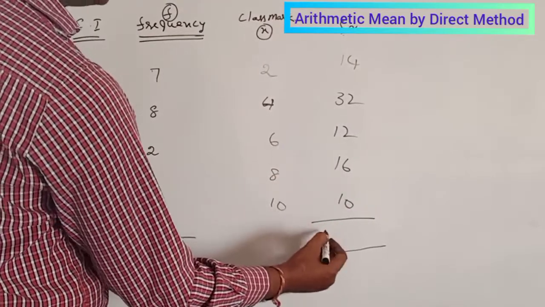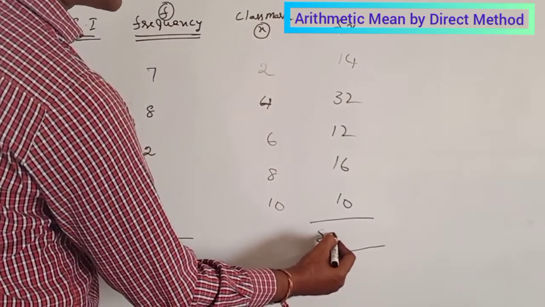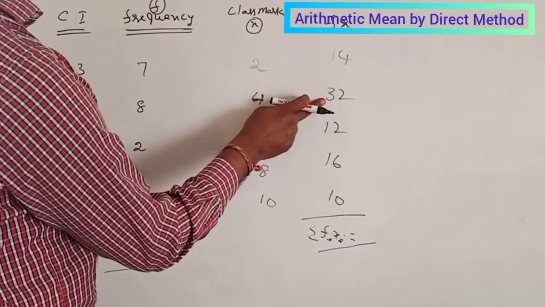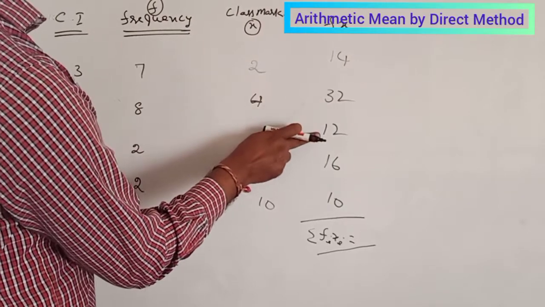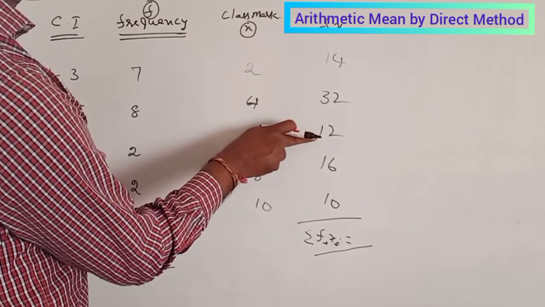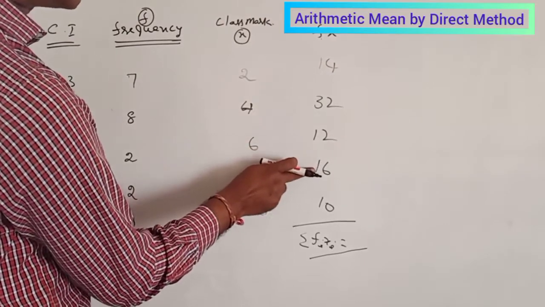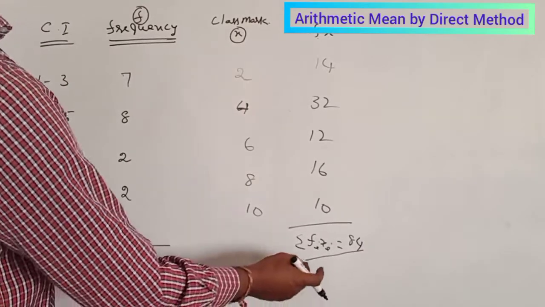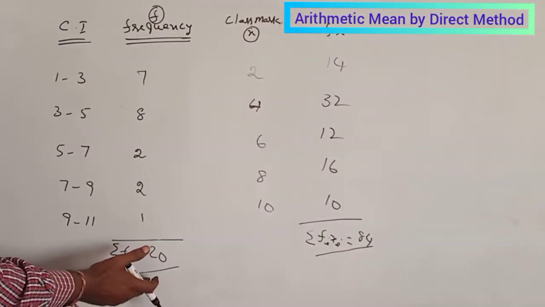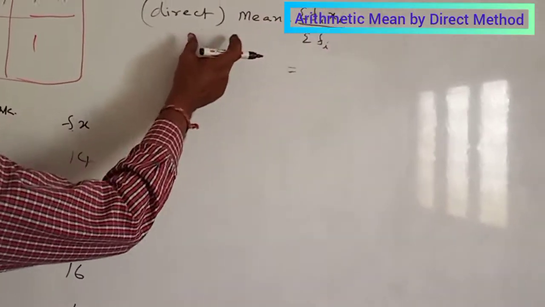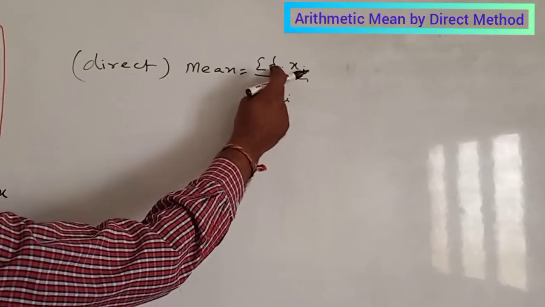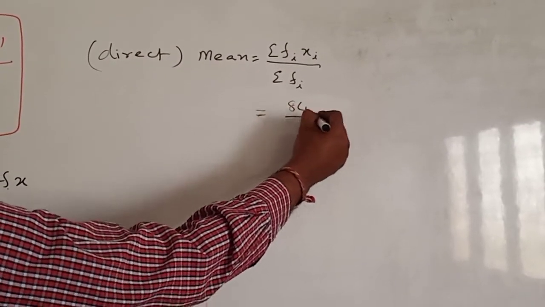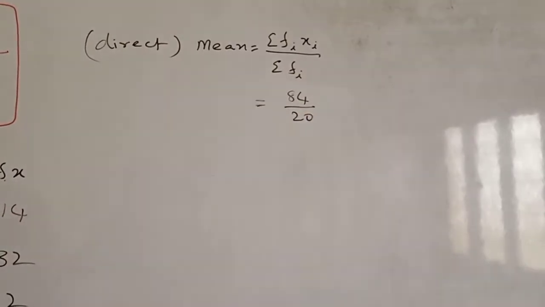Add the fx column. So sigma fi xi is equal to 14 plus 32, which is 46. 46 plus 12, 58. 58 plus 16, 74. 74 plus 10, 84. That is the value of sigma fi xi, 84. Sigma fi is 20. Mean by direct method: the formula is sigma fi xi by sigma fi. Sigma fi xi is 84 by sigma fi 20.